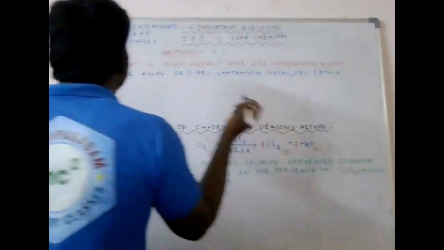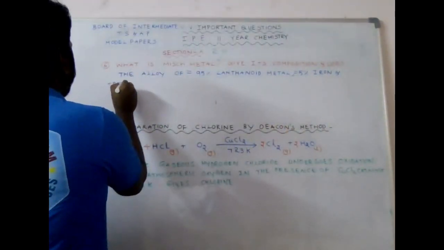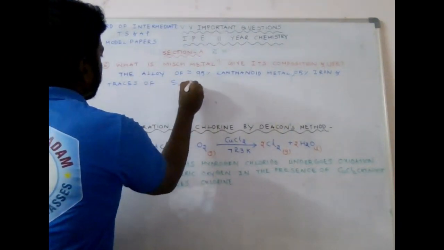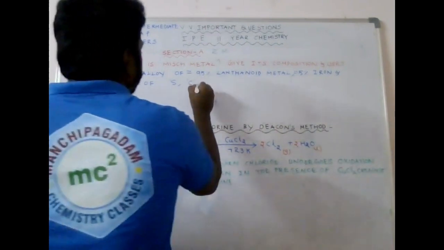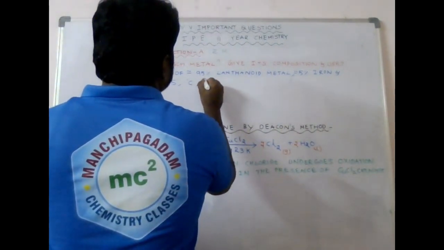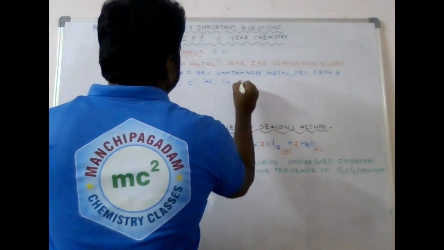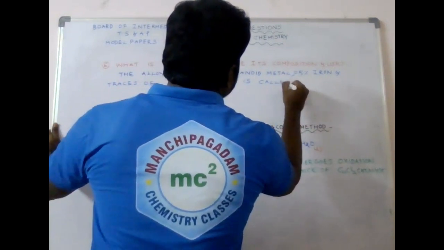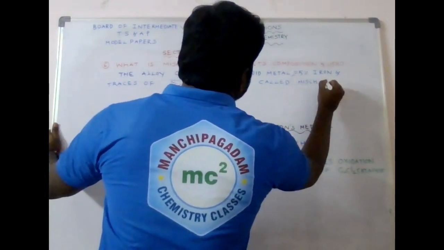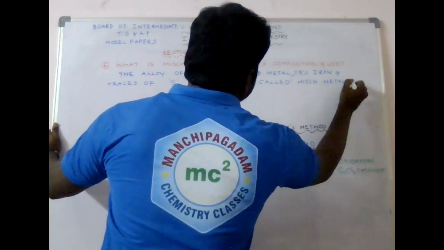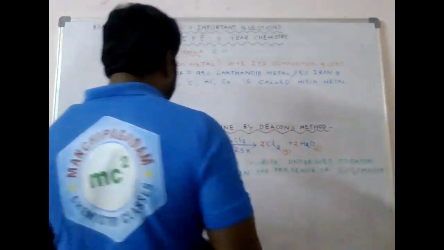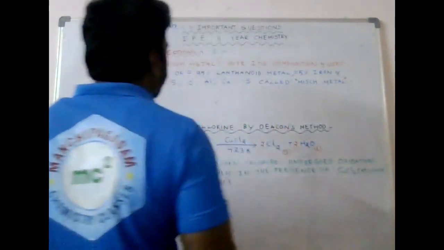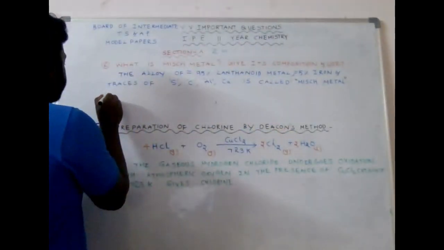and still some traces, means very few amount, traces of sulfur, carbon, so non-metals, correct? Aluminum, calcium is called misch metal. So we define this misch metal based on its composition only. So what is misch metal has come and what is composition also has come. Now remaining is what? Use.